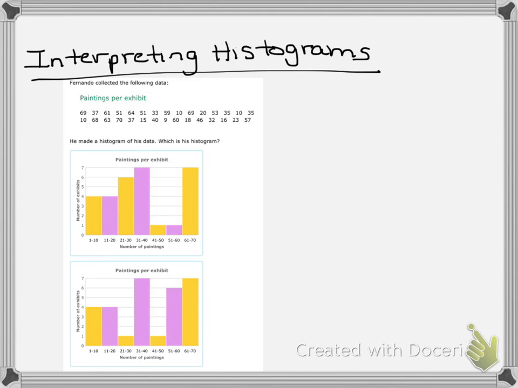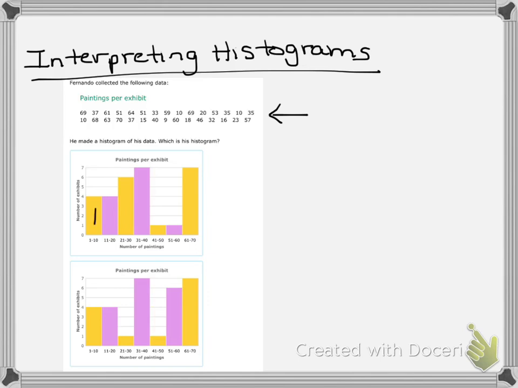So let's take a look at this example here. Fernando collected the following data. He was looking at the number of paintings per exhibit, and all of the data is listed here on the top for the number of paintings. He made a histogram of his data, which is this histogram. So I'm going to compare the top histogram to the bottom one.